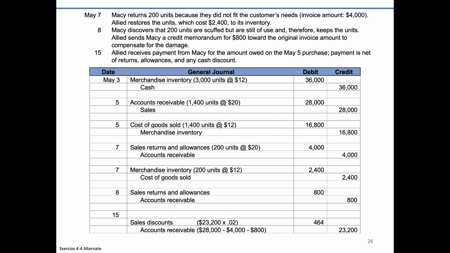So we're lowering again our total sales by the amount of the sales discounts. We have those credits for the sales. We're lowering sales by sales returns, we're lowering sales by sales allowances, and now we're further lowering sales by sales discounts, and that's in the amount of $464. Last, we receive cash for the balance, which is the difference between how much they owe and the discount, or $22,736. And that's a look at this example.